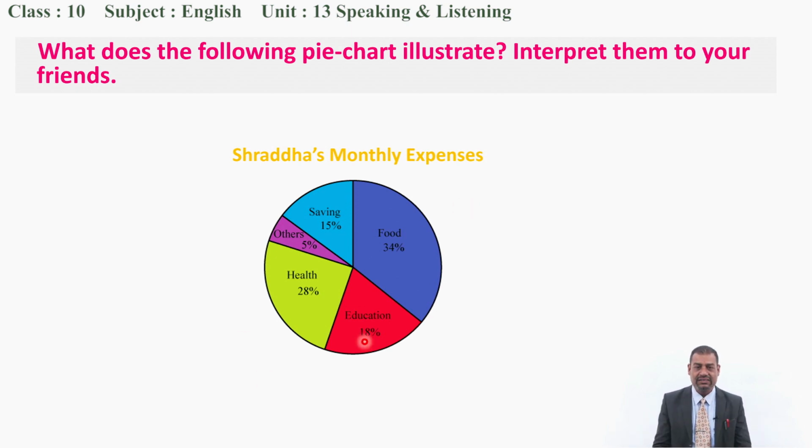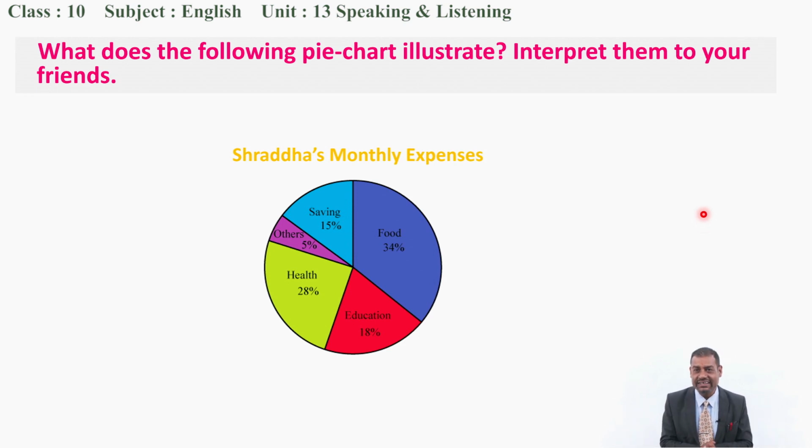Comparatively, she spends most of her money on food, that is a big amount, 34%. Then after, she spends more on health, 28%. Then she spends on education, and for others 5% only, and she is able to save 15%. This is how you have to comparatively interpret, describe. And finally, you have to say the concluding line. So what is our concluding line? Let's say, her lifestyle is satisfactory because she is able to save 15% from her income.